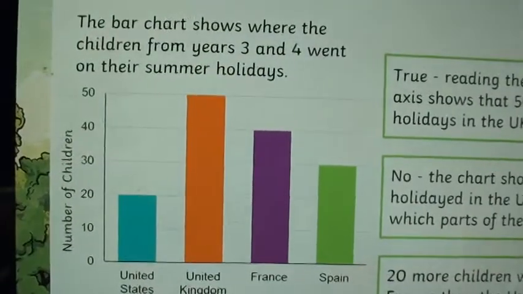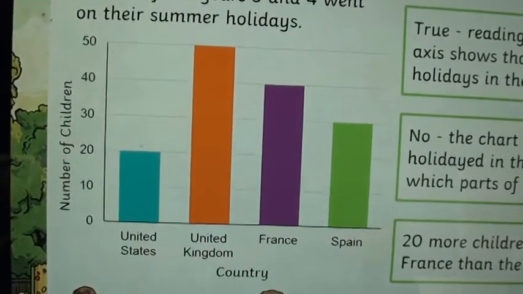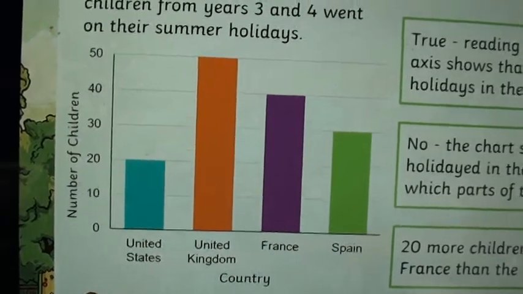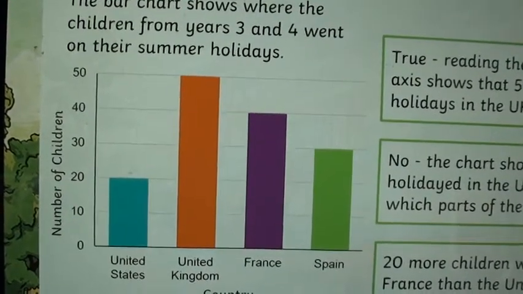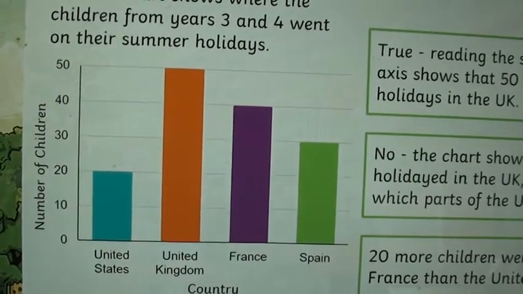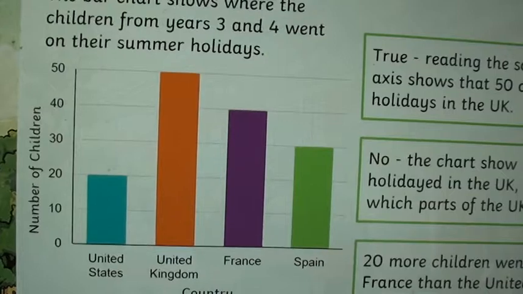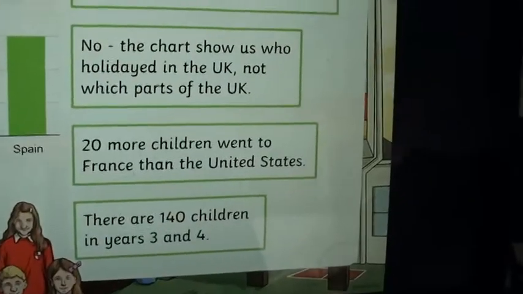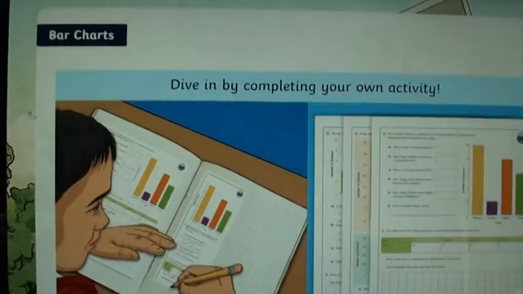How many children are there in years 3 and 4 together? Golly gosh, how do we get this? All together? Wait a minute, I have to add them up. 20 plus 50 is 70. Plus 40 is 110. Plus 30 is 140. Yeah! There are 140 children in years 3 and 4.